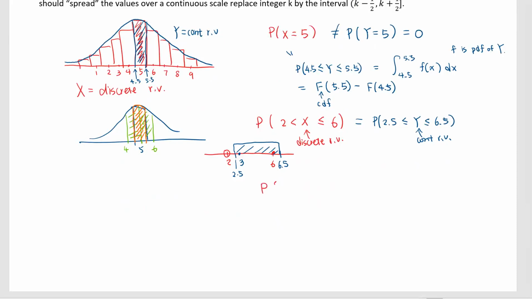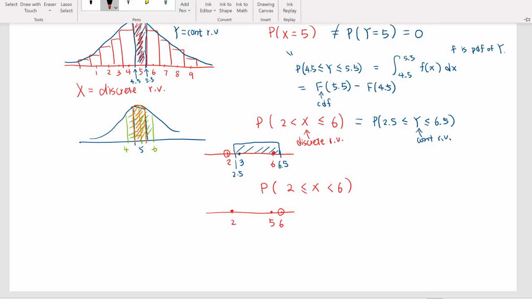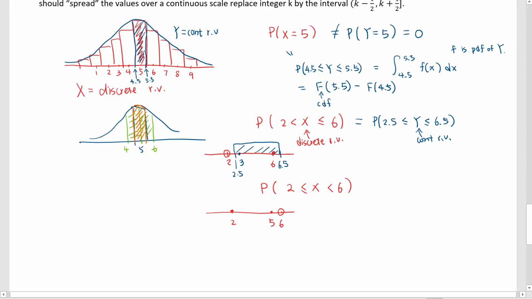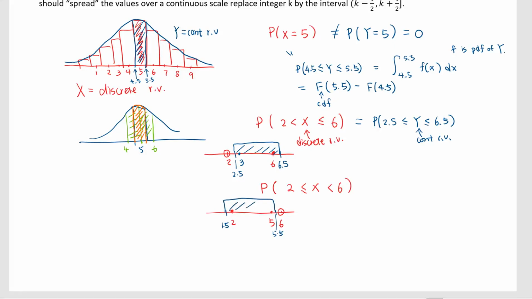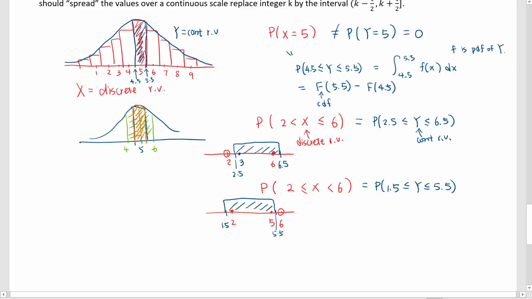How about 2 less than or equal to x less than 6? If we want to draw a picture, we want to include the 2, but we don't want to include the 6, so we want to include the 5. You want to include the 2, so you do 1.5. You don't want to include the 6, you want to include the 5, so you do 5.5. So you're looking at those values. That's the probability 1.5 less than or equal to y less than or equal to 5.5. We hope that we have enough exercise for this.